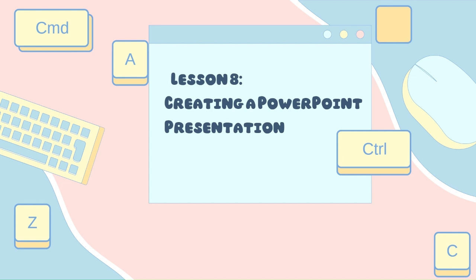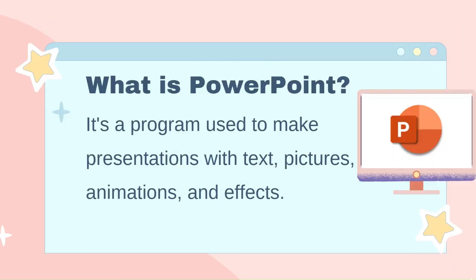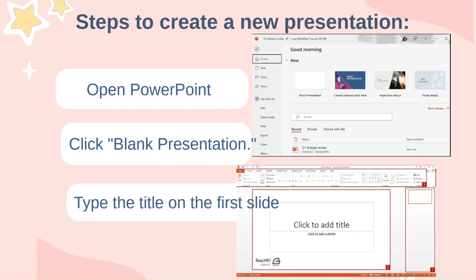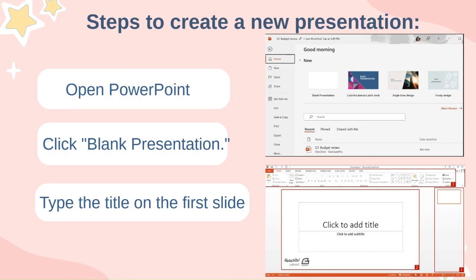Let's start with lesson 8, creating a PowerPoint presentation. In this lesson we will learn about the PowerPoint program. So, what is the PowerPoint program? It's a program used to make presentations with text, pictures, animations, and effects. These are the steps to create a new presentation. First, open PowerPoint and click blank presentation. Look here, guys. Here I have a lot of templates, but I will choose blank presentation.